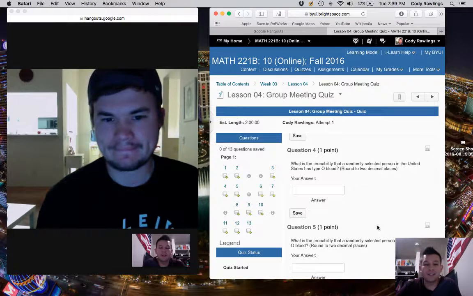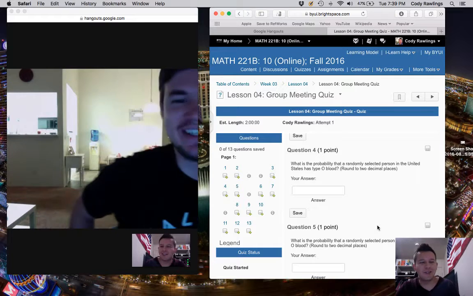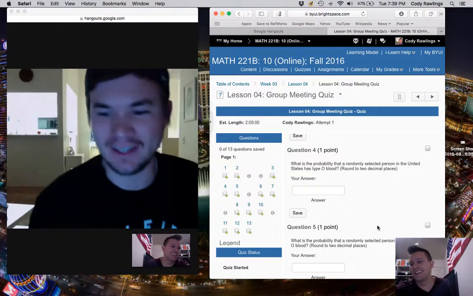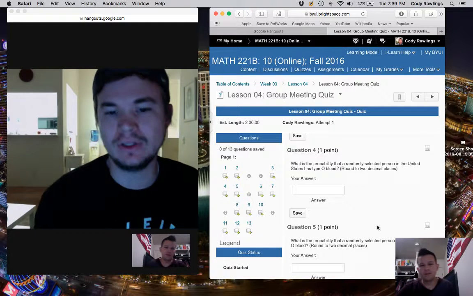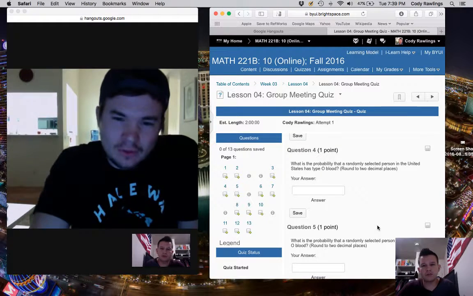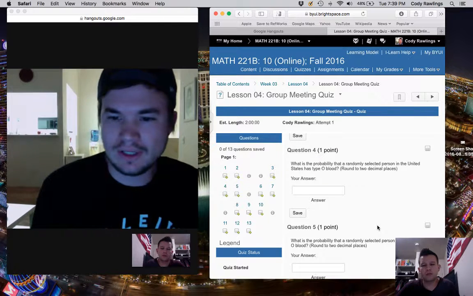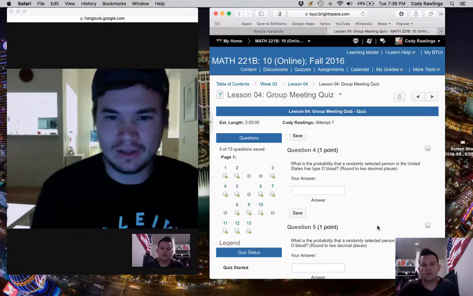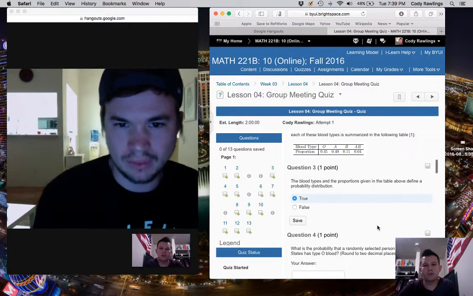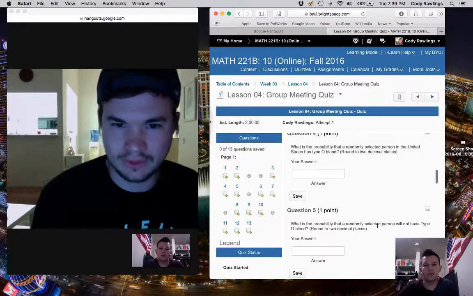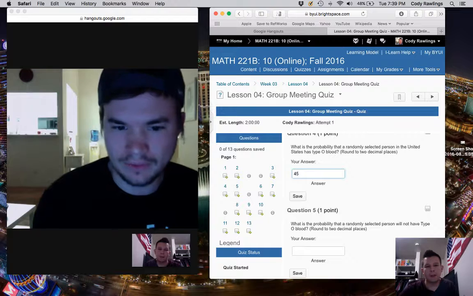Okay, so I'm really bad at probability, so how do you do probability? So basically, it just has to equal 1. If you look at question 4, where it says, what is the probability that a randomly selected person in the US has type O blood? The answer is already given for you. If you look at blood type O and then look at proportion, it has 45, which is 45%. So the answer for 4 is just 0.45.